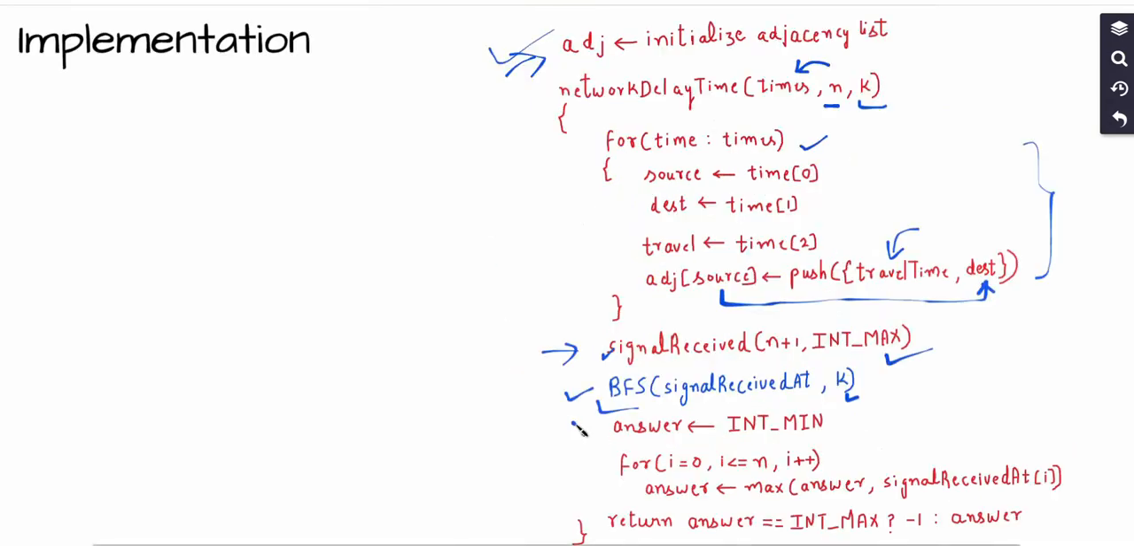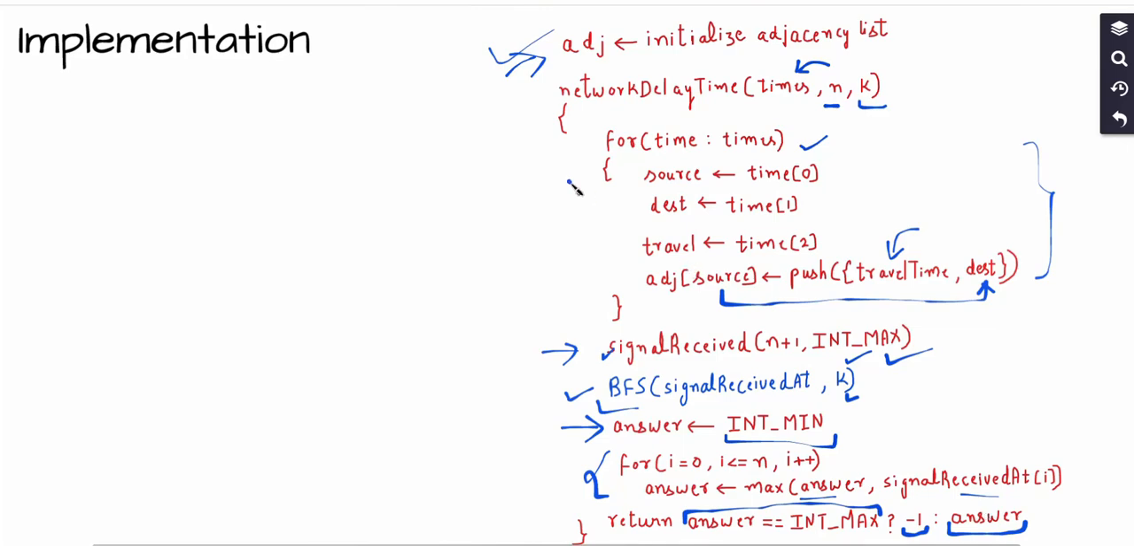After I have executed this function, I will have my signal received array prepared for all nodes. Then I will initialize an answer variable to a very small value, and I will iterate over the signal received array and find the maximum integer in that array. And if the answer is int max, that means, what I'm checking here is whether the answer equals the very large value to which we initialized our signal received array initially, that means there is at least one node which has not been updated, or the signal hasn't arrived at that node. In that case, I'm returning -1, otherwise I'm returning answer. Fine. So that's how this BFS algorithm is working for this problem.